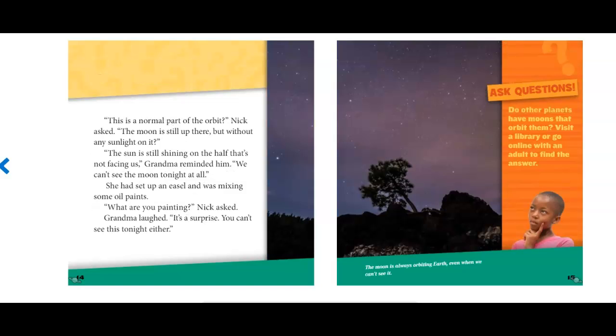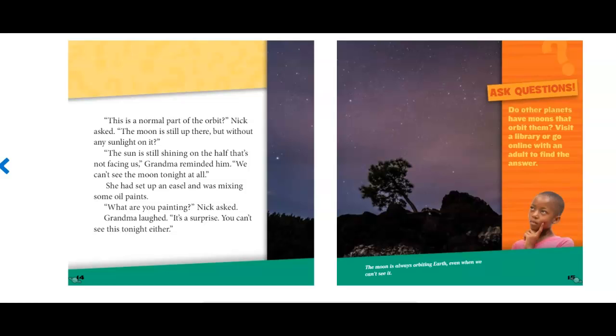"This is a normal part of the orbit?" Nick asked. "The moon is still up there, but without any sunlight on it. The sun is still shining on the half that's not facing us," Grandma reminded him. "We can't see the moon tonight at all." She had set up an easel and was mixing some oil paints. "What are you painting?" Nick asked. Grandma laughed. "It's a surprise. You can't see this tonight either."